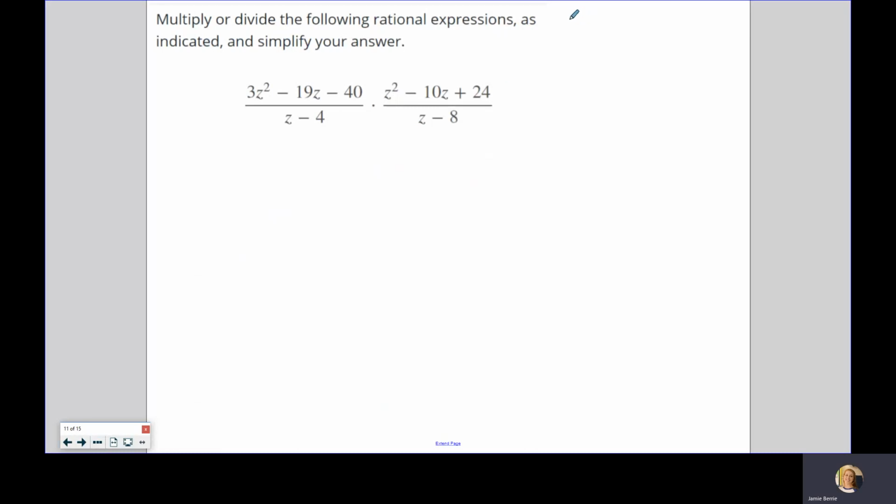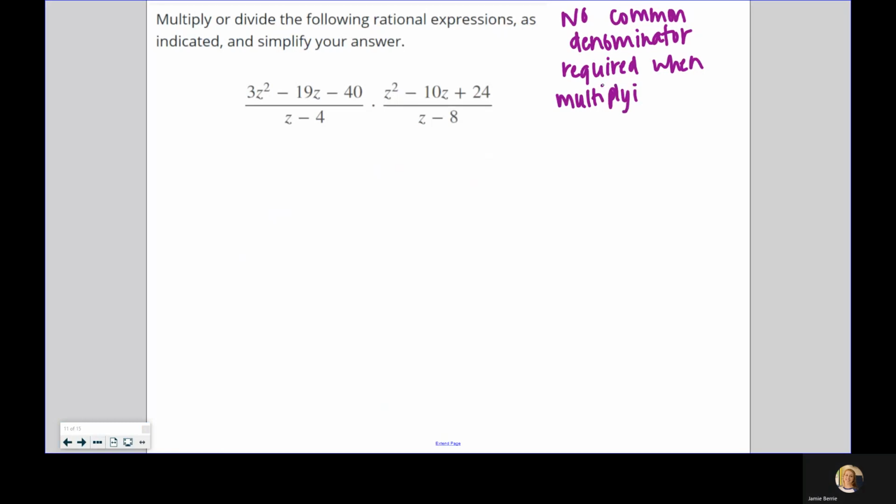All right, so no common denominator required when multiplying or dividing fractions. And of course, I'm just using the word fractions here as a shorthand version of saying rational expressions.